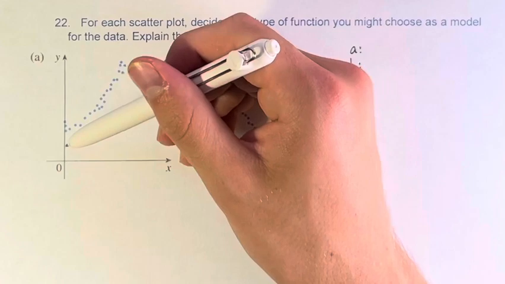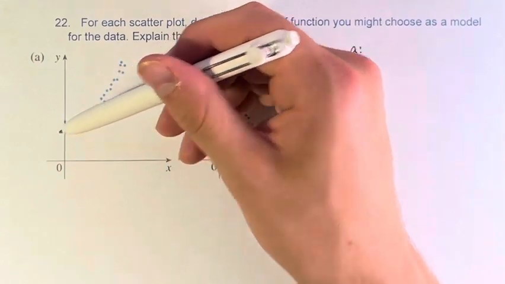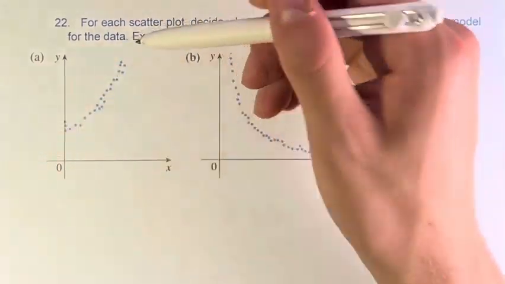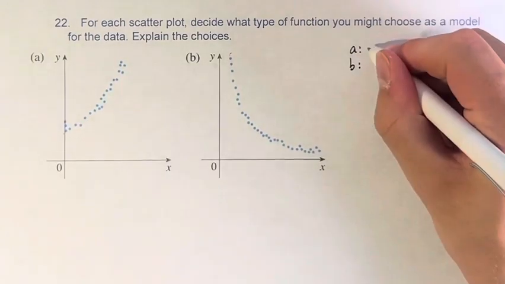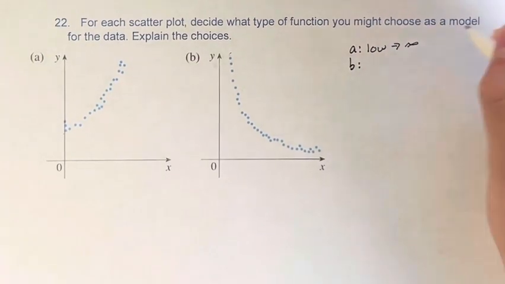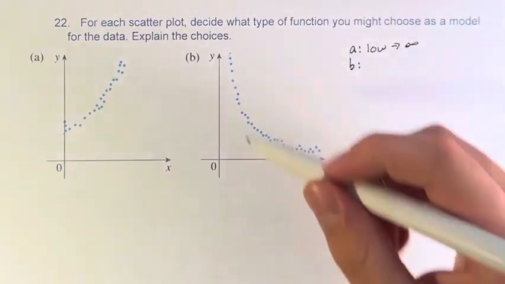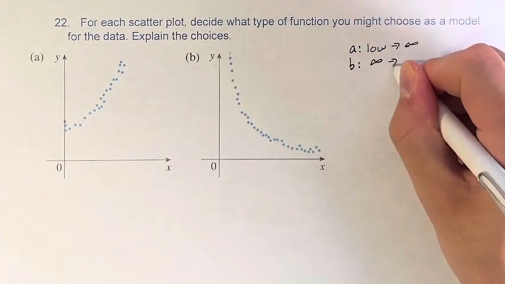A goes from a low value, right? And it goes off to infinity. So it goes from low to infinity. Meanwhile, B starts at infinity and goes to a low value.